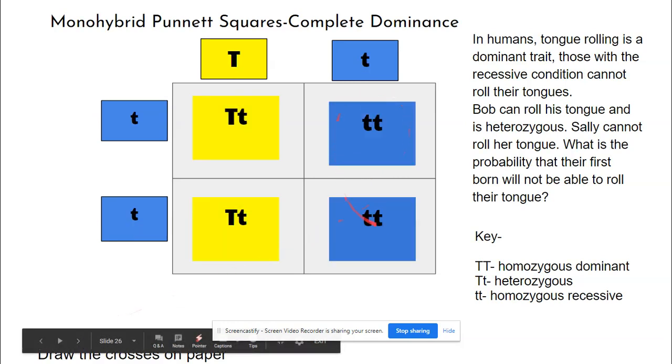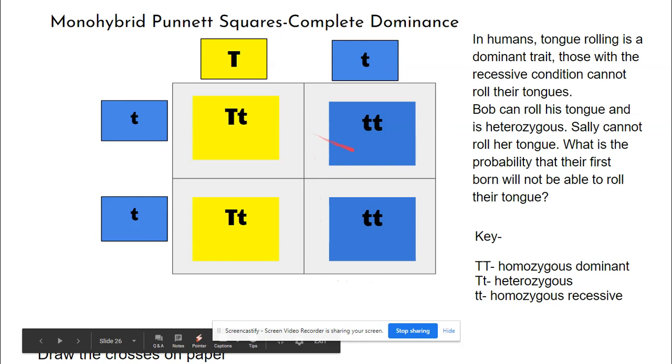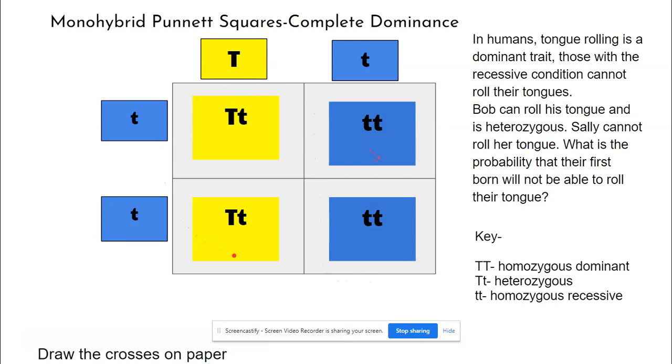Okay, if you answered 50%, that's correct. So what we have here is 2 out of the 4 will likely not be able to roll their tongue. They're only going to have one child, but what this is saying is that there's a 50% chance that that child will not be able to roll their tongue. So the next time they have a child, it doesn't mean that their next child is going to be able to roll their tongue. It's still going to be a 50% chance.